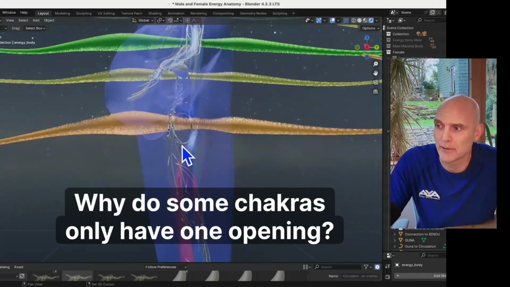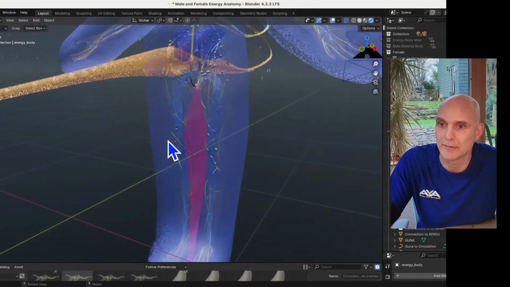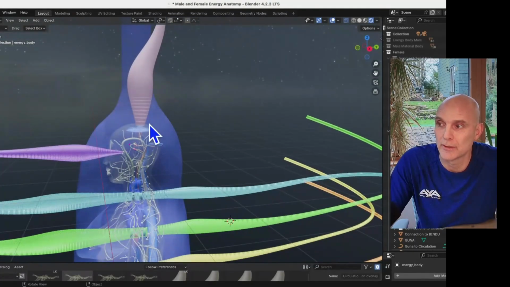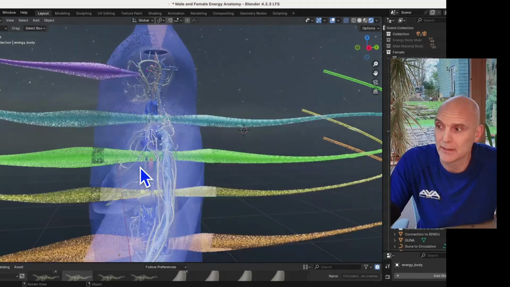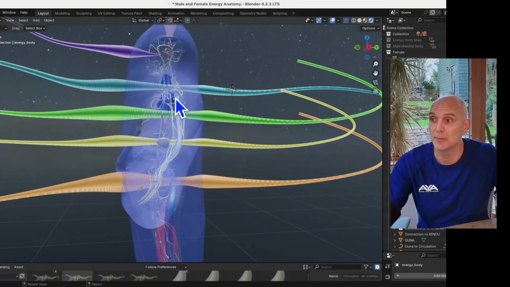And it's the same with the root chakra as well. The root chakra only has one opening facing down. And also the crown chakra has one opening facing up. So there's only four chakras, the emotion chakras, which have a double opening.